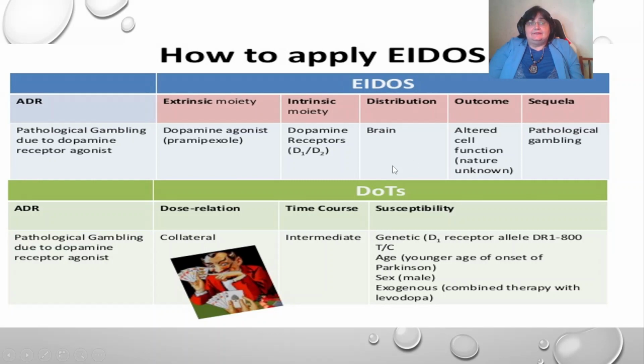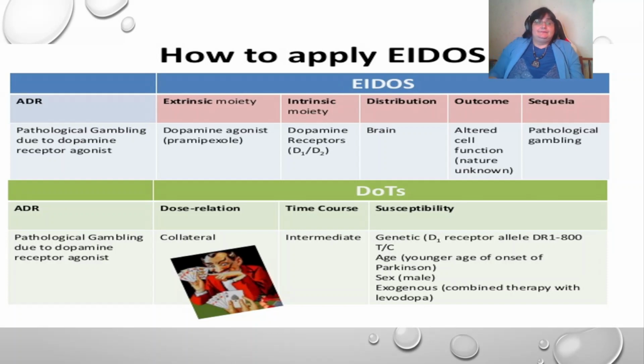For example, adverse reaction: pathological gambling due to dopamine receptor agonism. Extrinsic species: dopamine agonist, for example pramipexole. Intrinsic species: dopamine receptors D1, D2. Distribution: brain. Outcome: altered cell function, nature unknown. Sequela: pathological gambling.